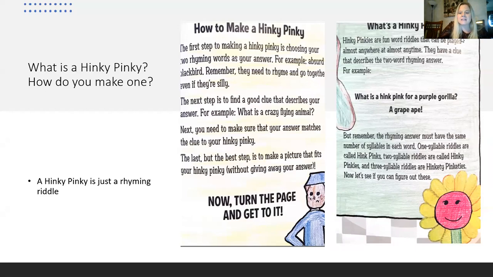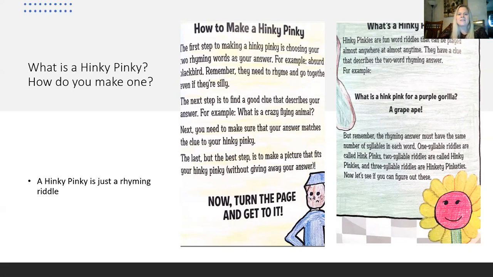Here are two resources to help you in starting your own hinky pinky. It is a step-by-step process that'll be much easier if you take it one step at a time. You are going to start by choosing two words, and those two words must rhyme. Those two words that rhyme are going to be your answer. Here they're giving you an example, absurd blackbird. Remember, they need to rhyme and go together, even if they're silly. It's okay for it to be silly.